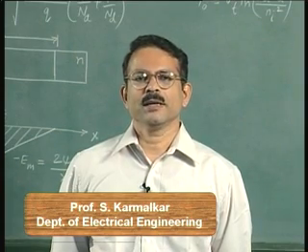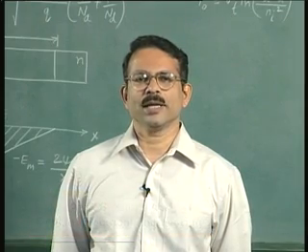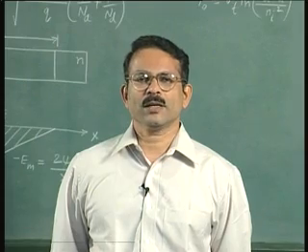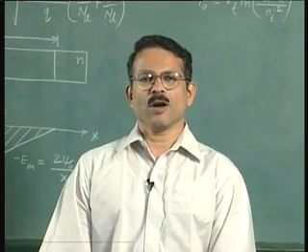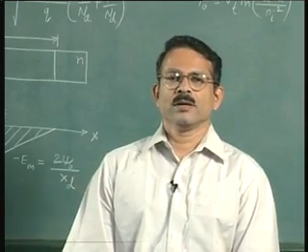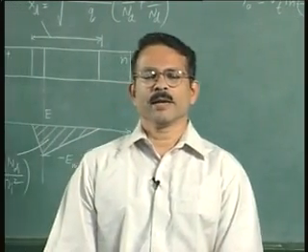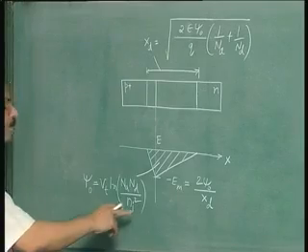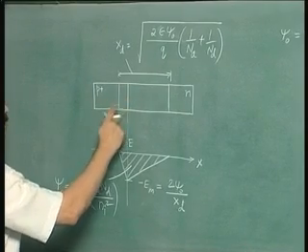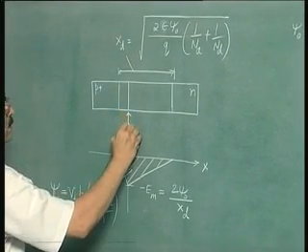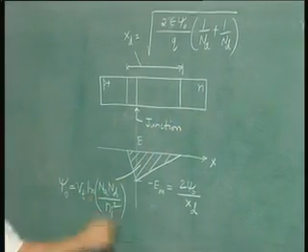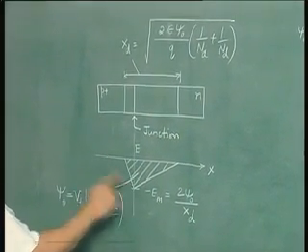Since Jn and Jp, that is electron and hole current densities, are 0 under equilibrium, we did not draw the distribution of Jn and Jp separately. The result of our analysis can be illustrated using this diagram. This is the depletion layer, this is the junction, and this is the electric field picture under the depletion approximation.